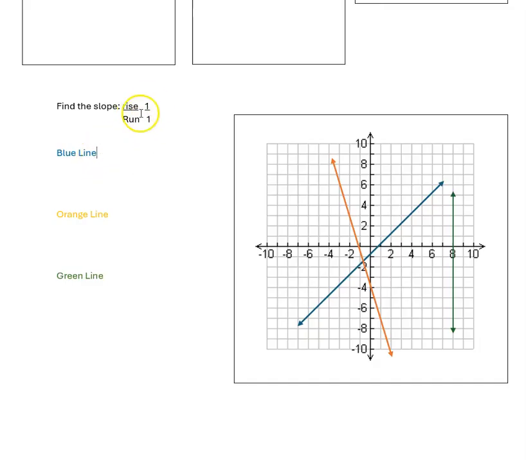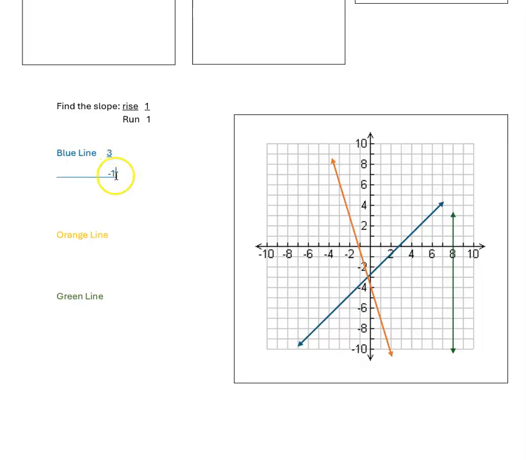And I should have put that down here with the blue line. Sorry about that. Now the orange line. So I'm going to find any place where it crosses. This is the place I just picked first, right here. And I can see I'm going to go to here. So I would go over negative 1, up 1, 2, 3. So that's going to be 3 up and negative 1 across.